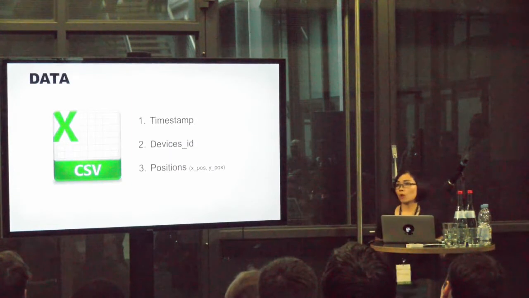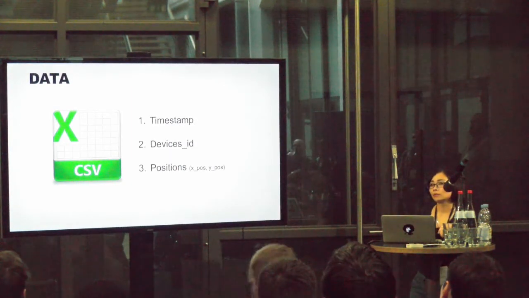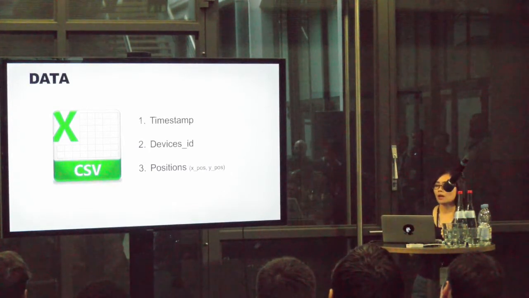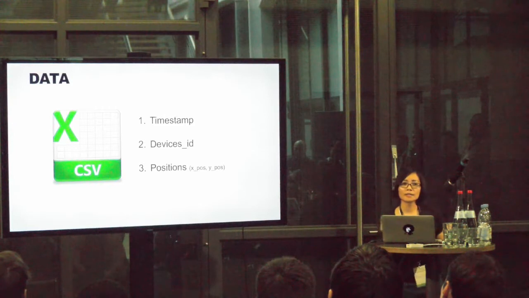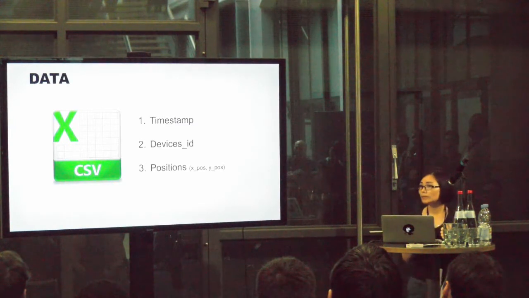For example, we get this information from the sensor. It's very simple: we have a timestamp, we have a device ID, and we have a position of the player like X-pos and Y-pos. What can we do with this data, and how does Python do it?